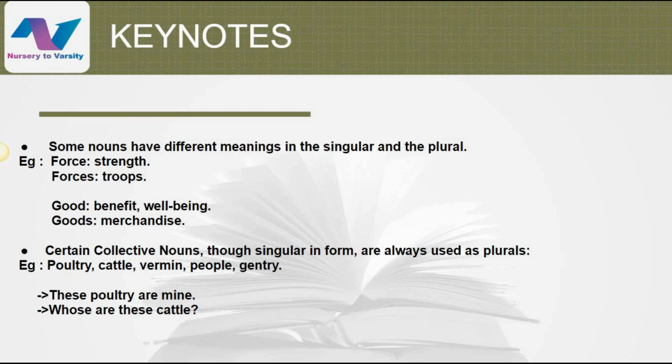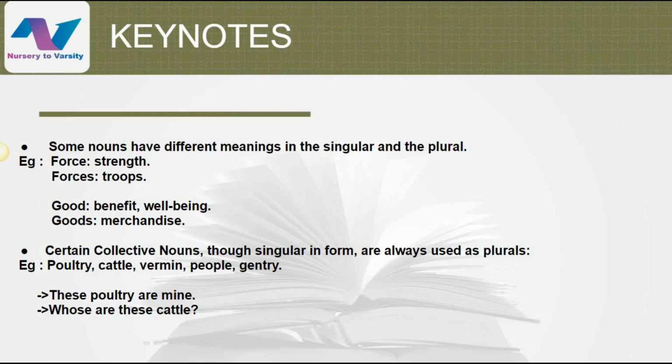Moving on to the next. Some nouns have different meanings in the singular and the plural. Like when I say force, it means strength. But forces depicts troops. Good is for well-being or benefit, whereas goods is for merchandise. So as you can see, singular and plural are entirely different in their meaning in this case.